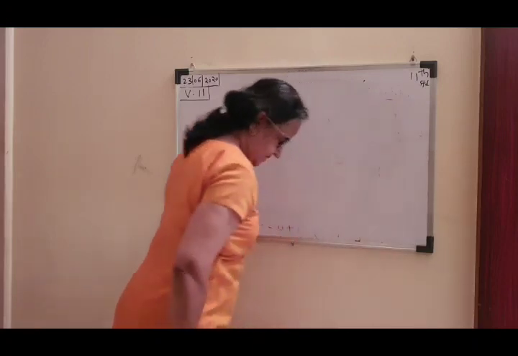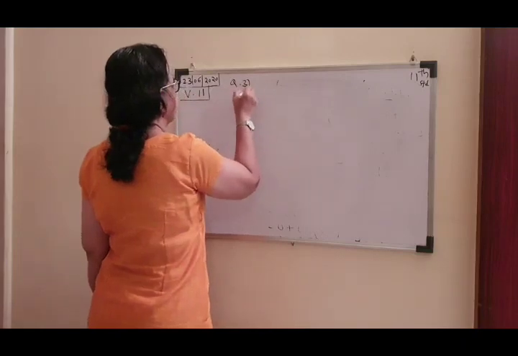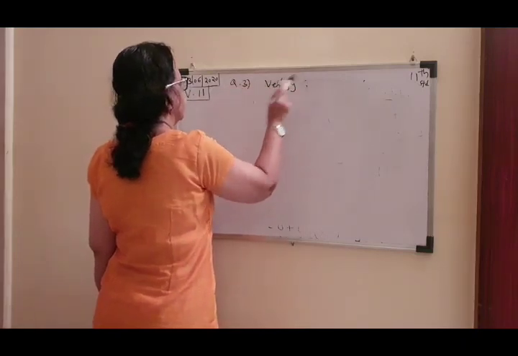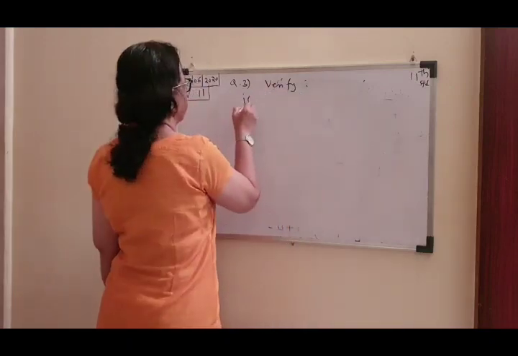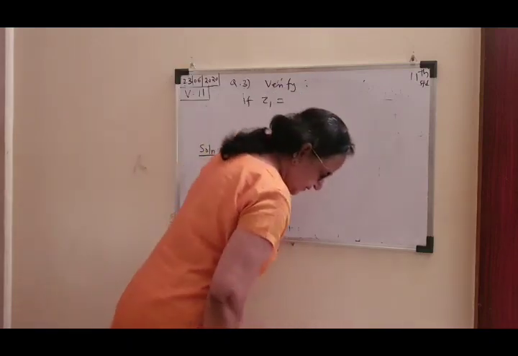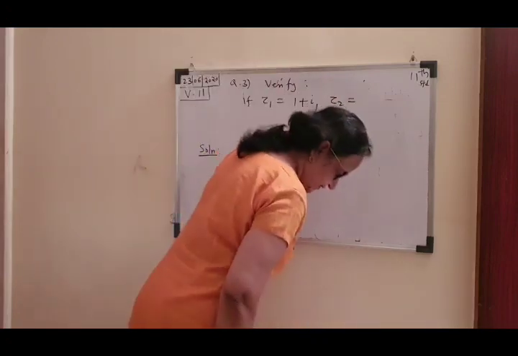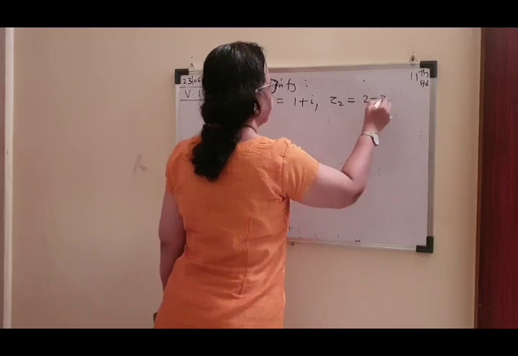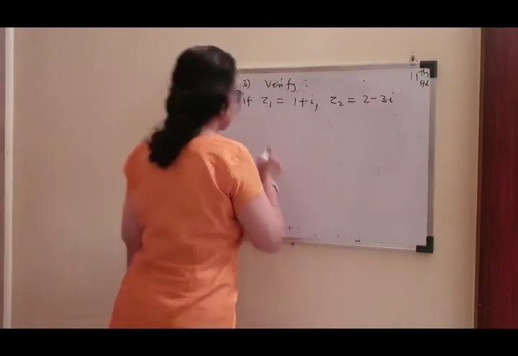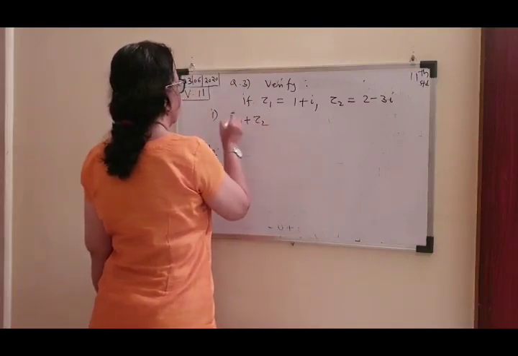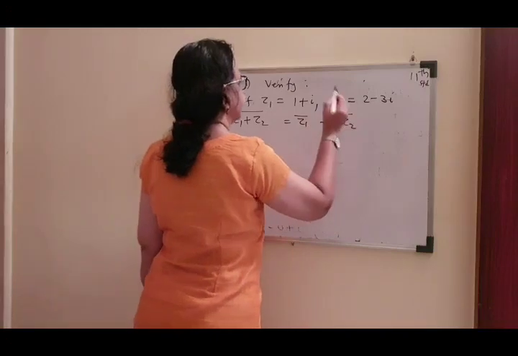And now, maybe one more example which you can try out. Question 3. Verify. If Z1 equals 1 plus i and Z2 equals 2 minus 3i, then the first part to verify is Z1 plus Z2 whole bar is Z1 bar plus Z2 bar.